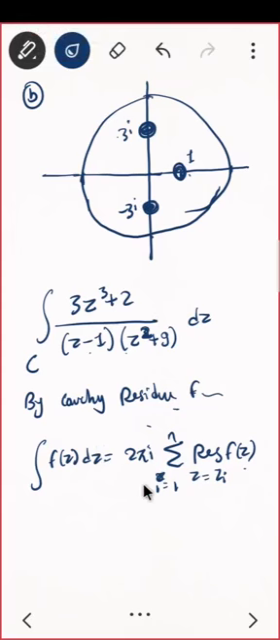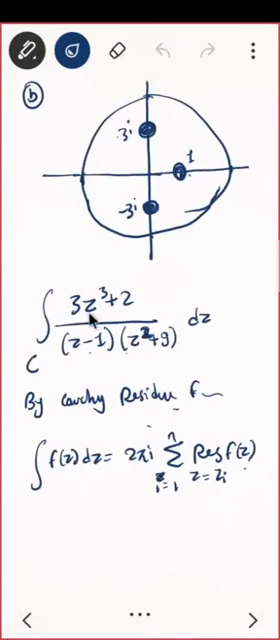That is what you have to do. You have to find the residue of each singularity. Then to solve the integral, you just have to do this. Now, let us start. So let us find the residue at z equal to 1 first. For z equal to 1.